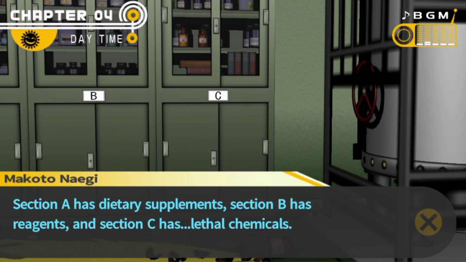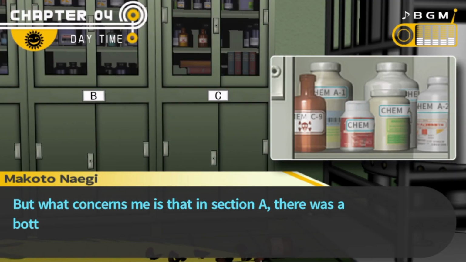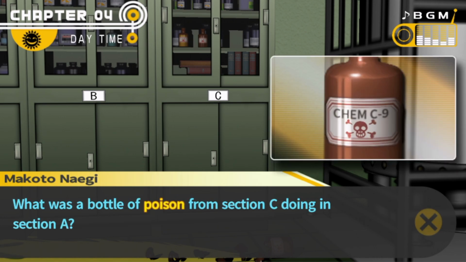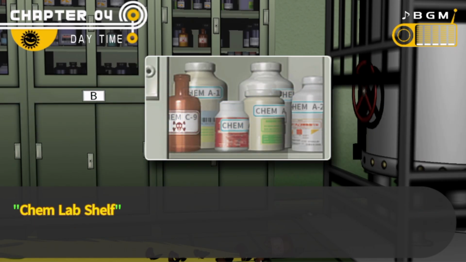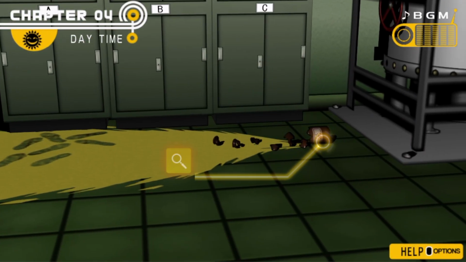Section A has dietary supplements, Section B has reagents, and Section C has lethal chemicals. Sakura must have gotten the protein powder from Section A. But what concerns me is that in Section A, there was a bottle with a label from Section C. What was a bottle of poison from Section C doing in Section A? There's definitely something going on here. Wait, but what about this one on the floor?